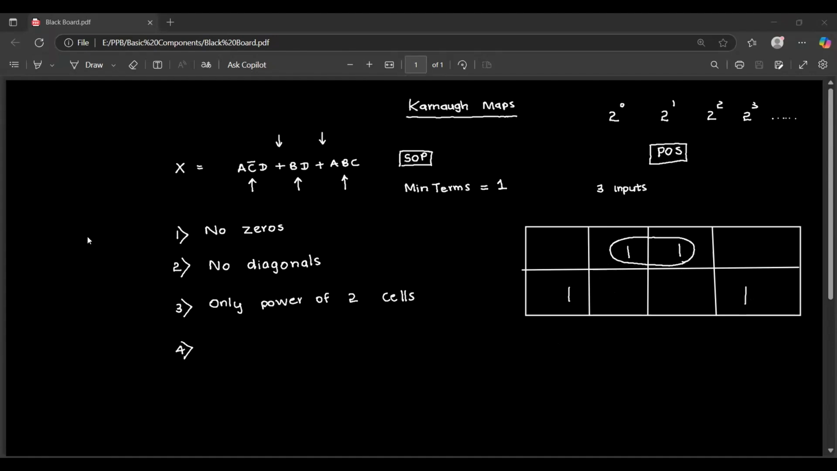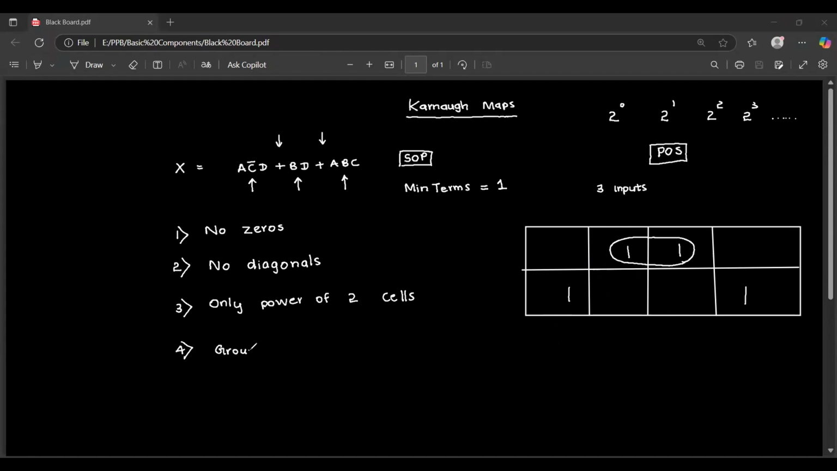I told you, right? No diagonals. You can't group like this. Diagonally they are consecutive to each other, but we can't group like this. We can only group in horizontal direction or vertical direction. So when you are doing this grouping, the group should also contain a power of 2 cells.